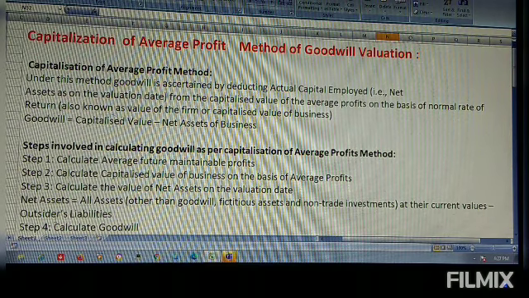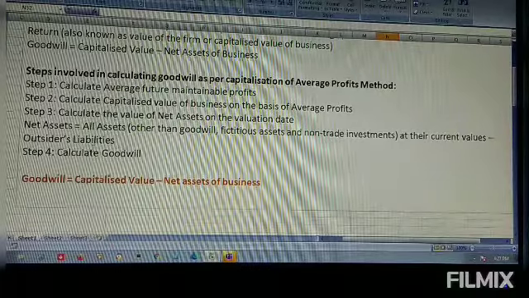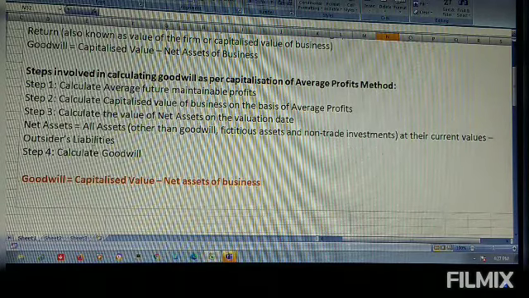To find out goodwill using this method, we have to follow some steps. First step is to calculate the average future maintainable profits, or average profit. Then we have to calculate the capitalized value of business on the basis of the average profits. Then the third step is to calculate the value of net assets on the valuation date. Net asset we have to find out.